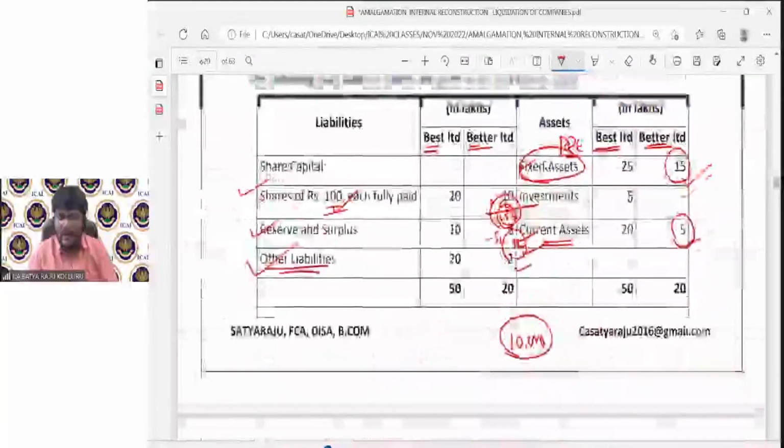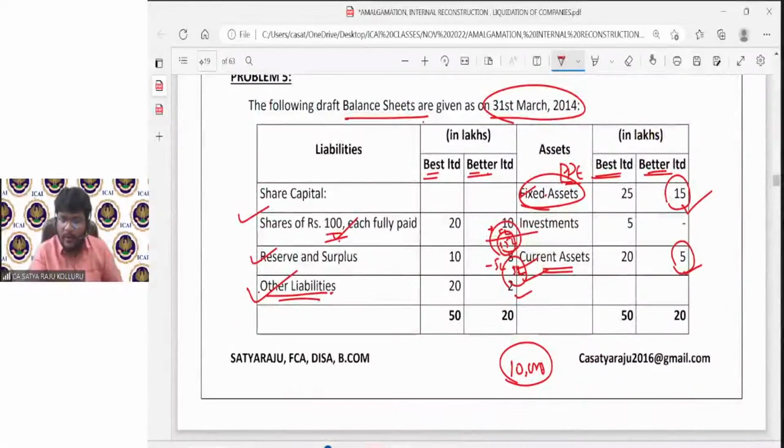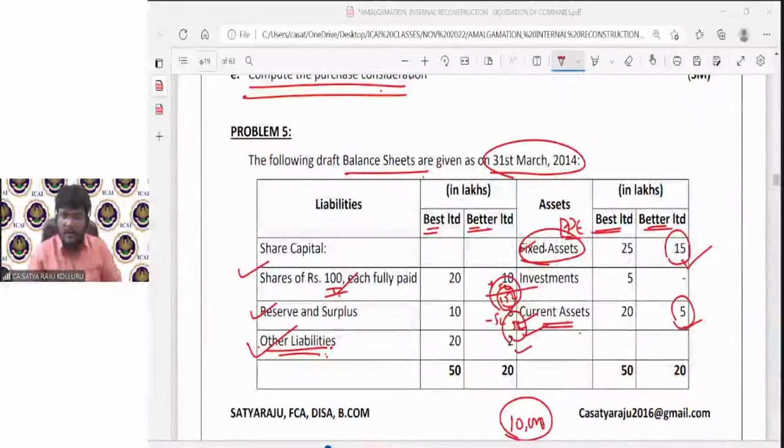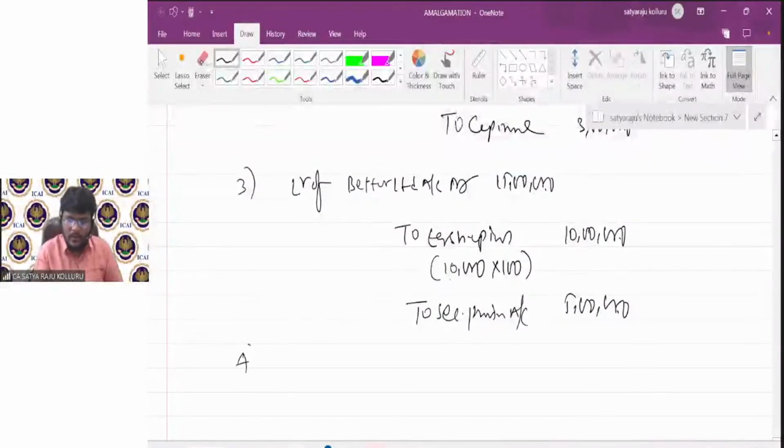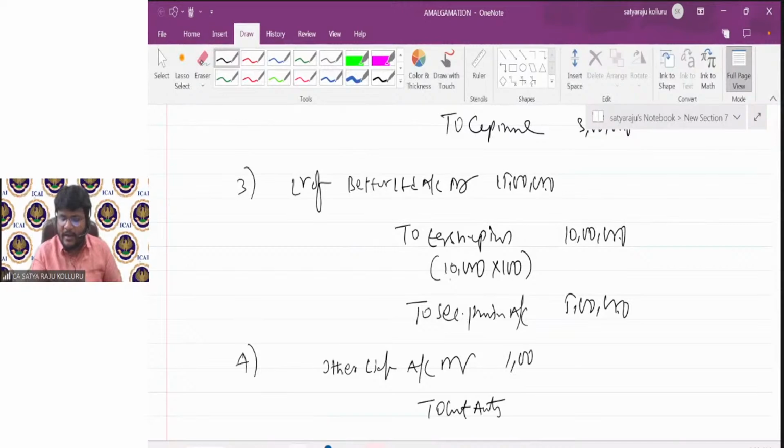Now, liabilities of Better Limited means out of these other liabilities, you need to set off with the current assets. Actually, the asset and liability information should be provided accurately. But here, as per the information given in the problem, which asset you should set off with which liability is not given. That's why you can presume that other liabilities you set off with the current assets. So the entry is other liabilities account A/c Dr to current assets, 1 lakh is the intercompany owings. Simply liability to asset is the entry.